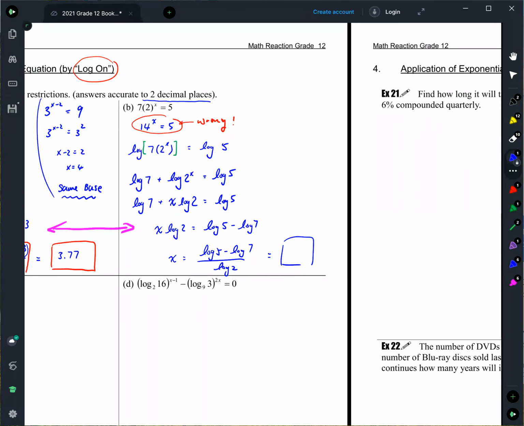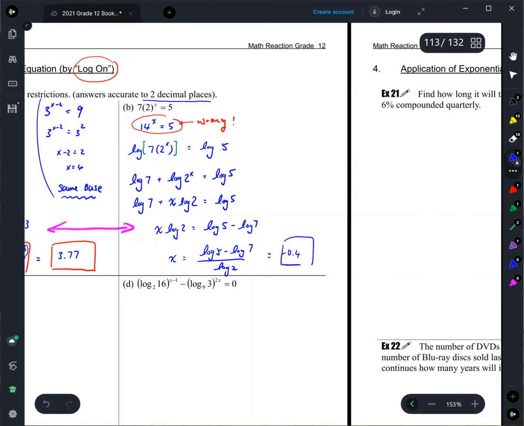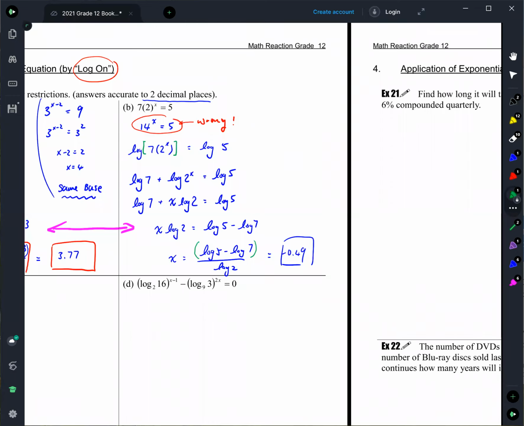Okay, Marcus, what's your answer? I got negative 0.49. Okay, very good. That's right. Okay, does anyone have trouble getting this answer? Let me know. Usually common mistake is when you type it in, right? You forgot to have a bracket around the numerator. You need to make sure you got everything on the top first before you divide by log 2.